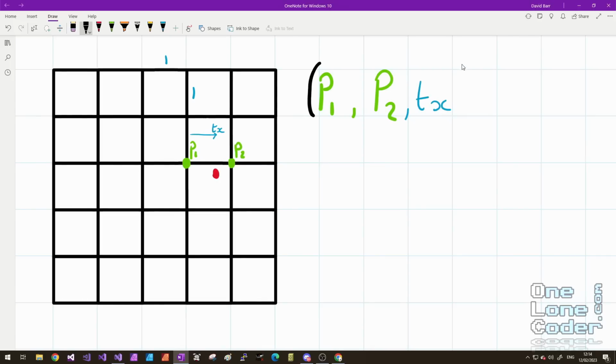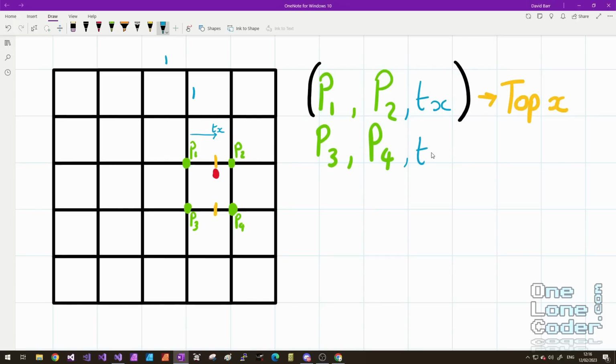By linear interpolating between P1 and P2 with t of x, I'm going to get a point along the top of my pixel, and I'm going to call that top x. As well as x, we're also interpolating in y, which implies I need to know this point somehow, but I'm not there yet. To get this point, I need to linearly interpolate along the bottom edge. So this would be between P3 and P4. Using the same x value as before gives me my bottom x value.